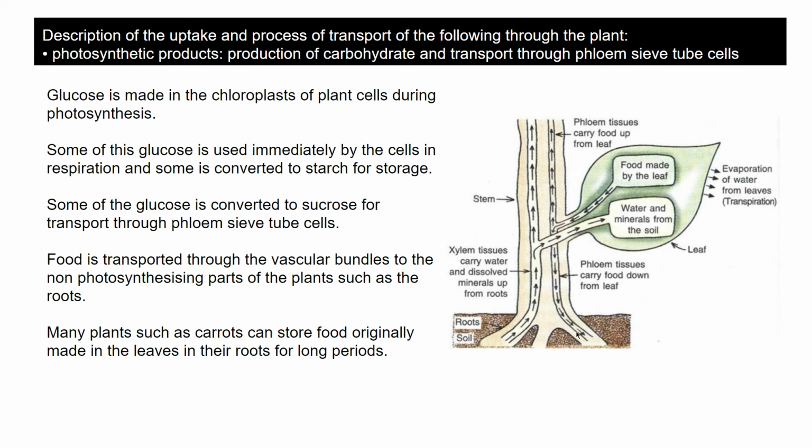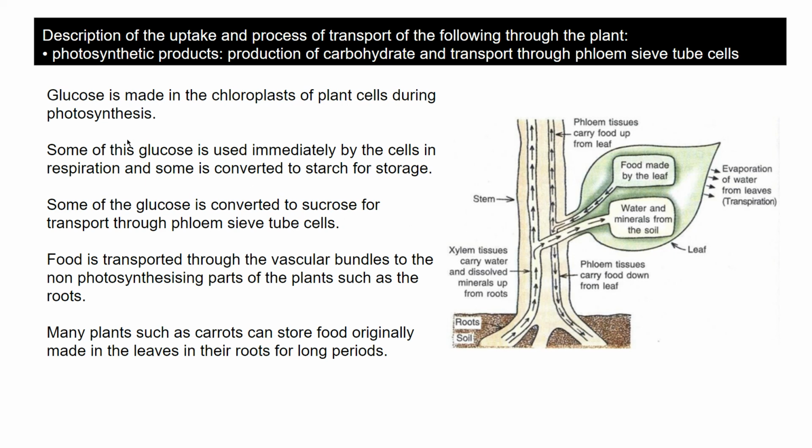Sometimes it's needed for growth in the root, sometimes it's needed for growth upward, above the leaf, maybe in a bud at the top of the plant. So food is transferred away from the leaf as sucrose to wherever it's needed. If it's going to be stored in the root, such as in a carrot, once the sucrose arrives in the root, it's converted to starch for storage.